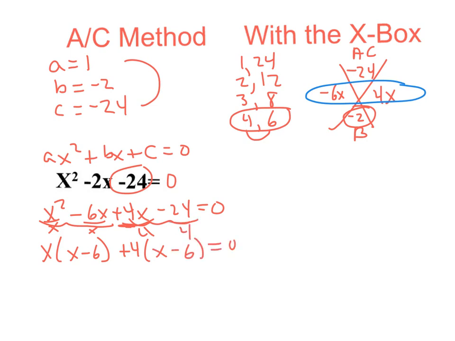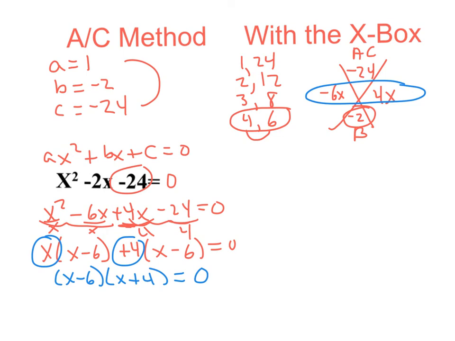And what better happen is this pair right here, the thing in parentheses, better be the same. So when I go to do that, I have that pair, the x -6 that they have in common, and the stuff that was out in front, the x and the +4, make my other factor. And that's how you factor by the AC method.